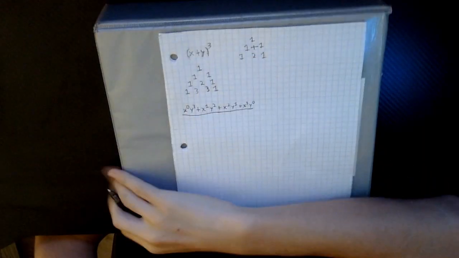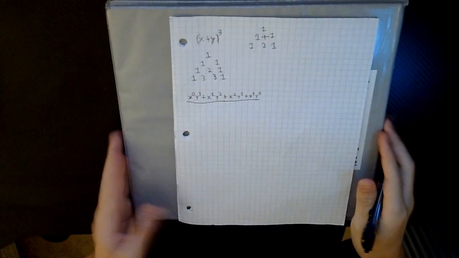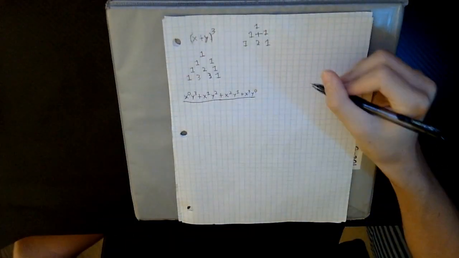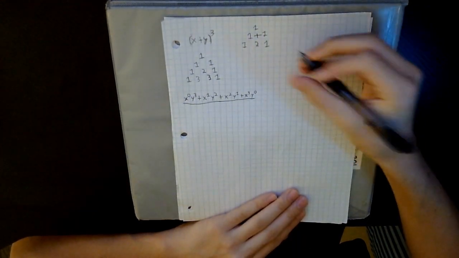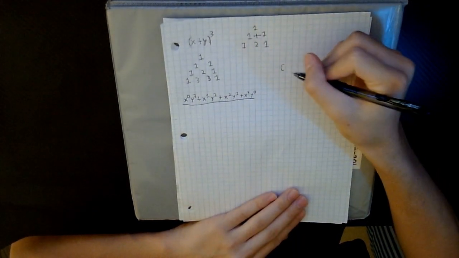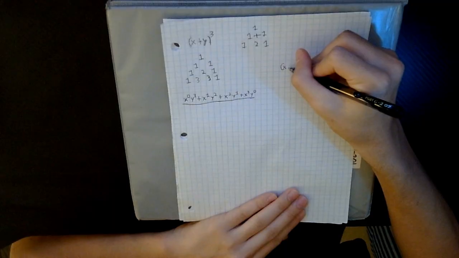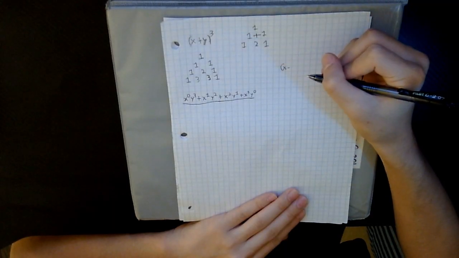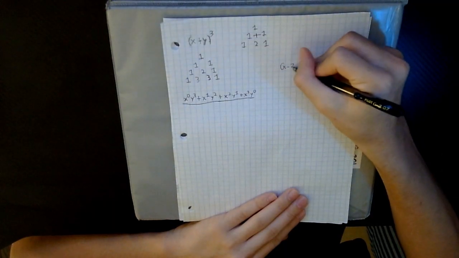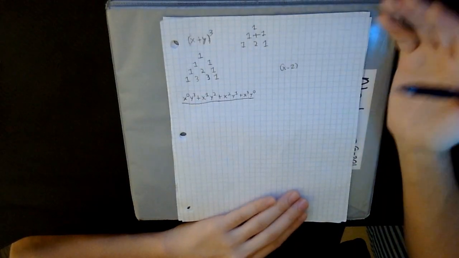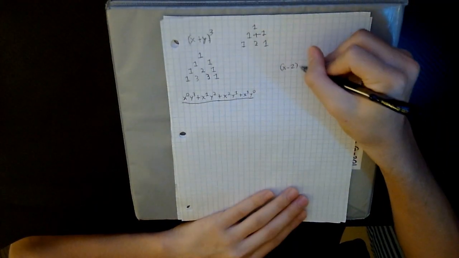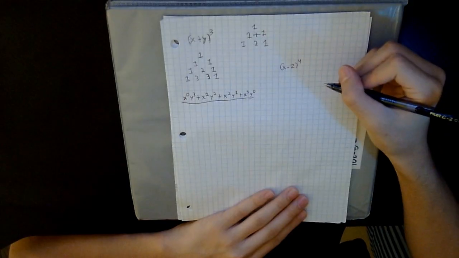Okay, so let's do another one. I'll go over here. So let's do parenthesis, and then we'll still do x, but this time we'll do minus z. So if it's minus, it's different, and then we'll do 4 this time.